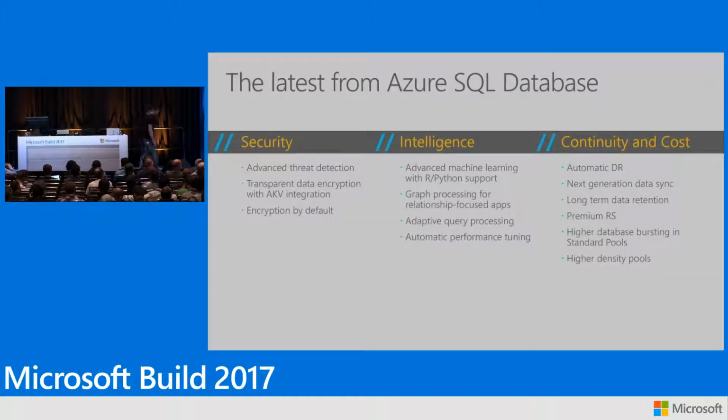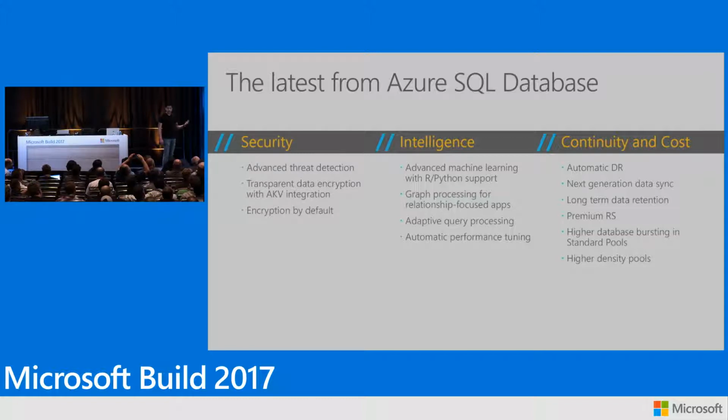Right. Now, what's up and coming in terms of the feature set before we get into the customer stories? On the security side, advanced threat detection, we recently GA'd that. We're going to have transparent data encryption with AKV integration, so you can get the keys stored in the AKV account that you have, since essentially it's a way in which you can manage your own keys.